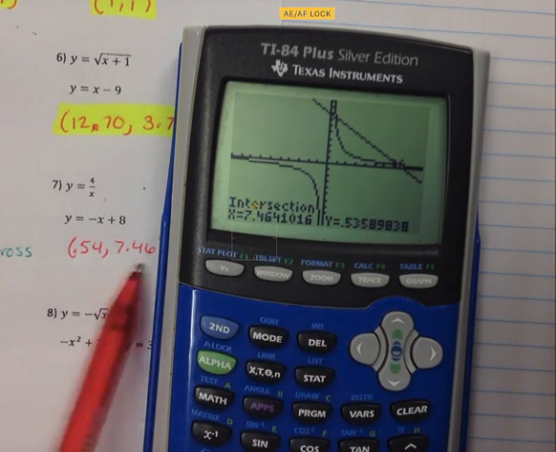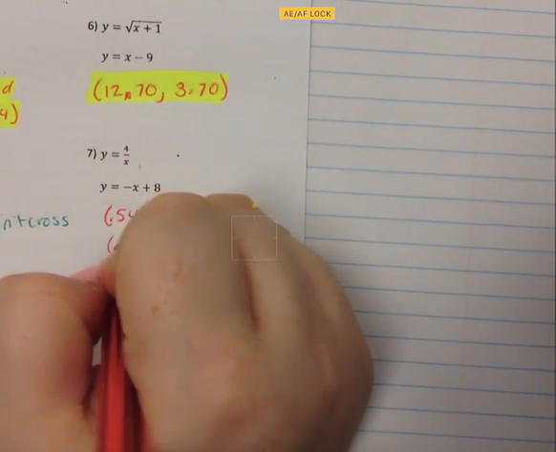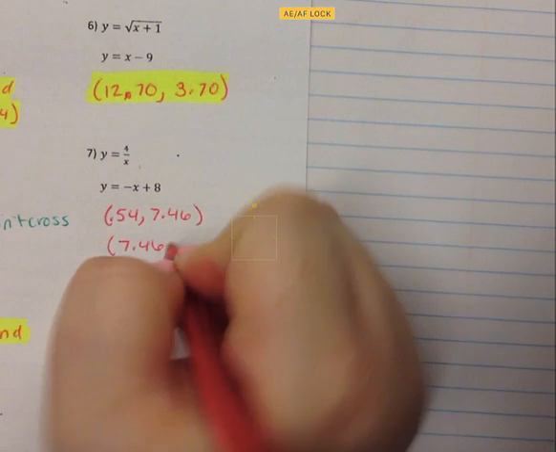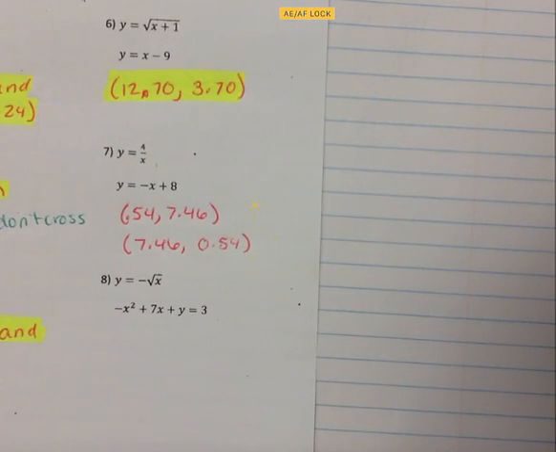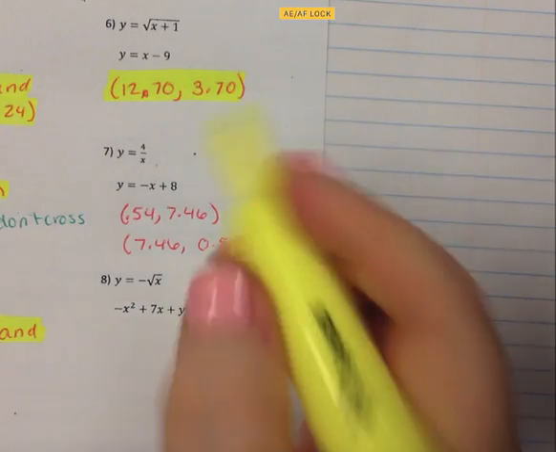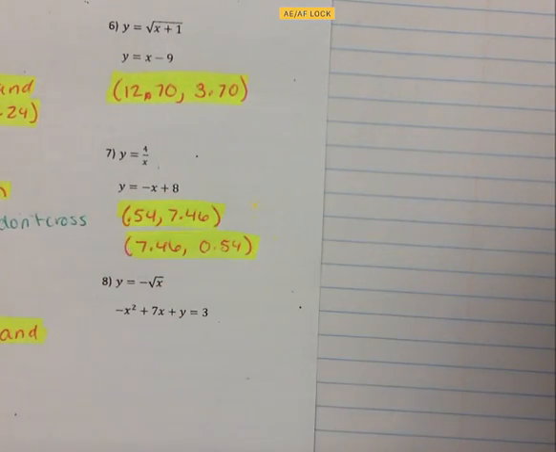So it's actually the inverse of that. So we have 7 and 46 hundredths, comma, 0 and 54 hundredths. Those are our two solutions for these equations, with the word and.